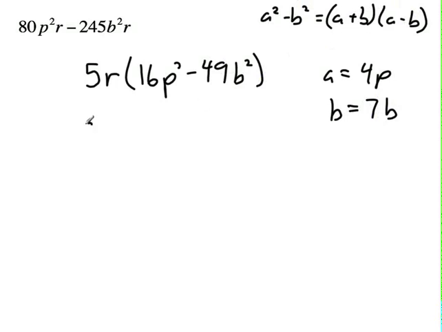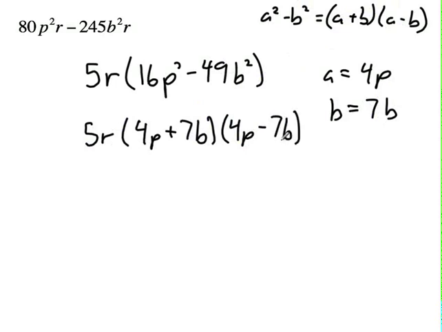So we have 5r still outside, and we have a plus b, so 4p plus 7b, and then 4p minus 7b. And that's that one.